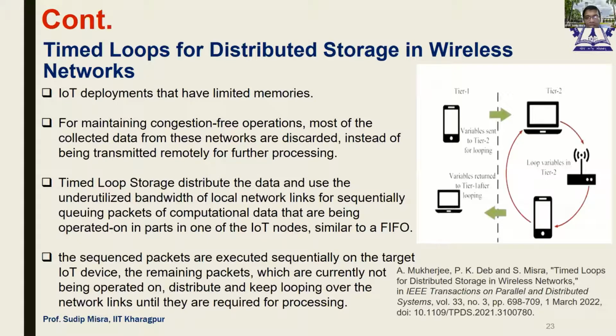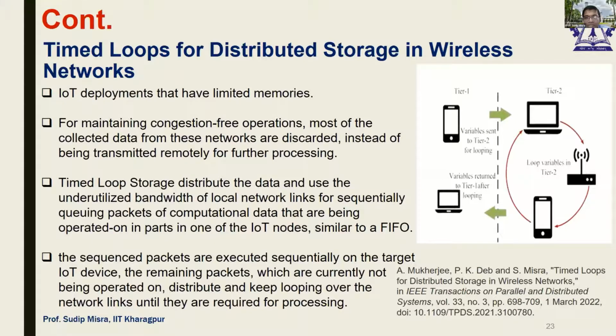So this is basically the time loop concept, and here the sequence packets are executed one by one, or sequentially, on the target IoT device, and the remaining packets which are currently not being operated on are distributed and keep looping over the network links until they are required for processing. This is what I just told you, right?